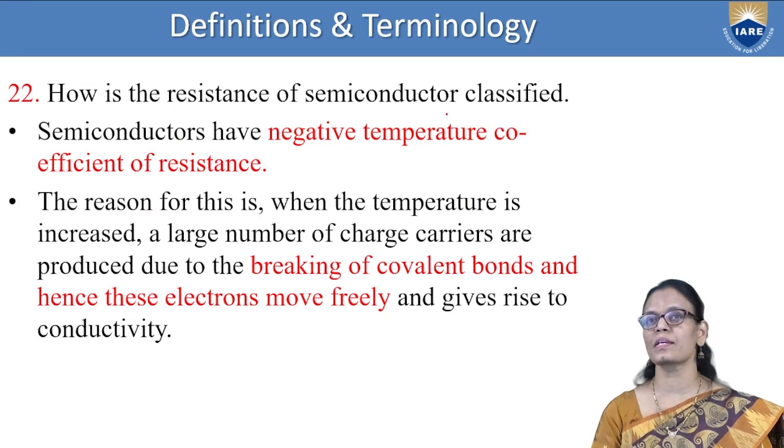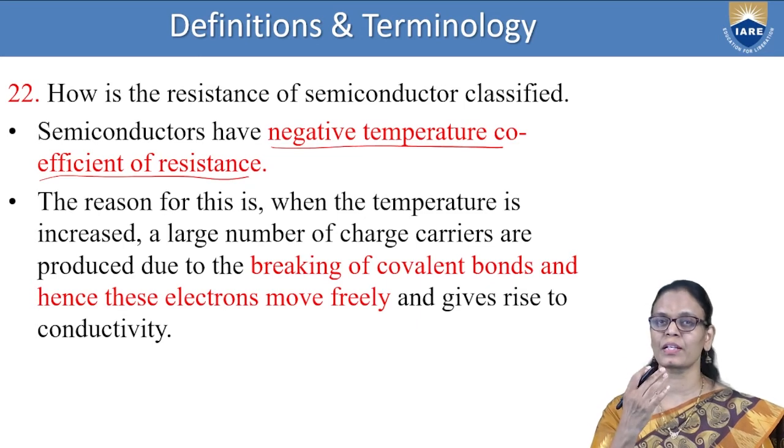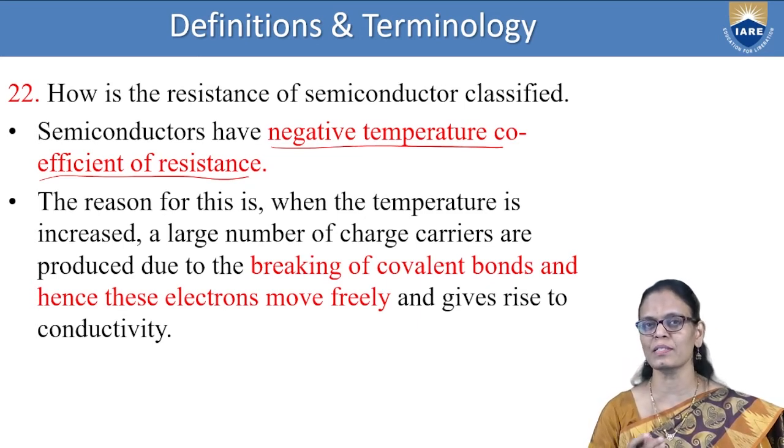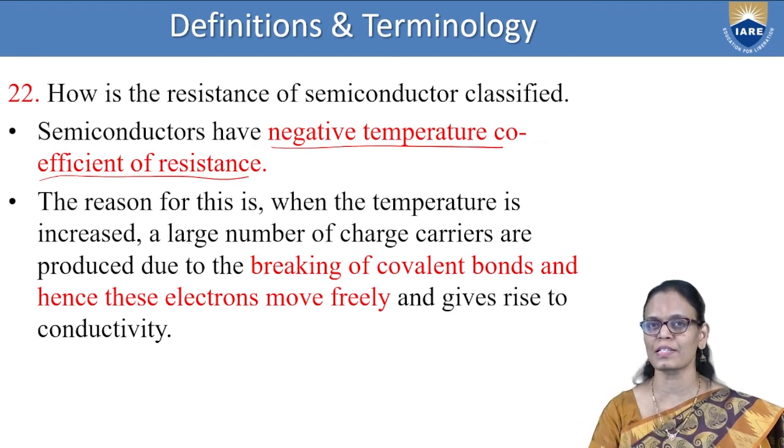Now, how is the resistance of a semiconductor classified? Semiconductors have a negative temperature coefficient of resistance. It means as the temperature increases, the resistance decreases. That means the conductivity increases, because conductivity is the reciprocal of resistivity.